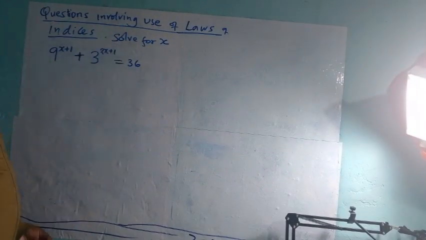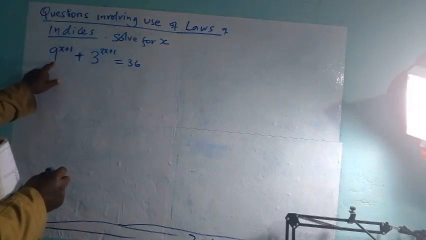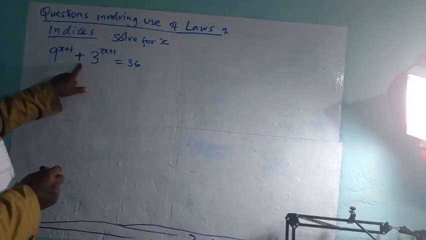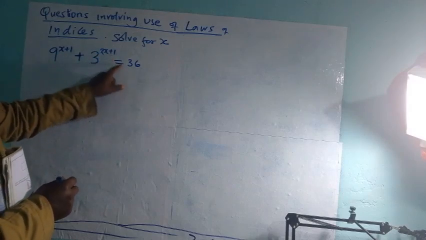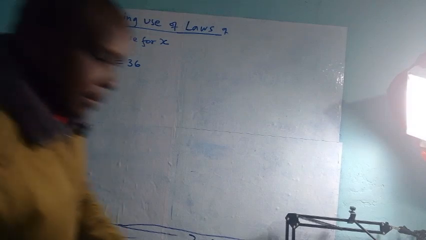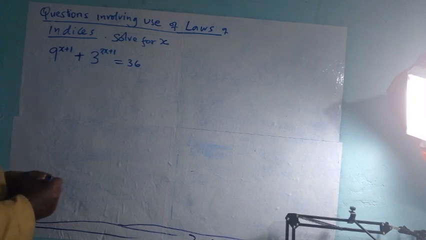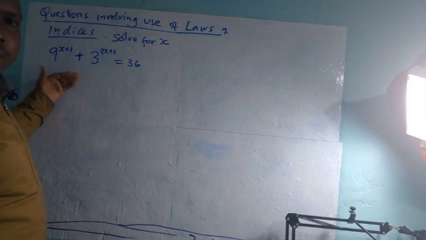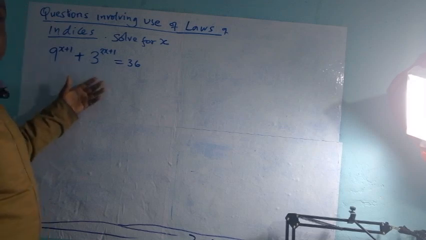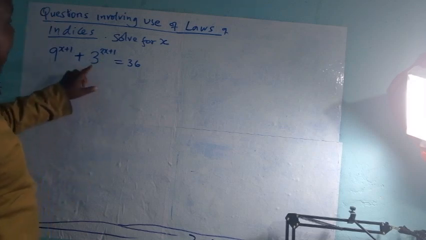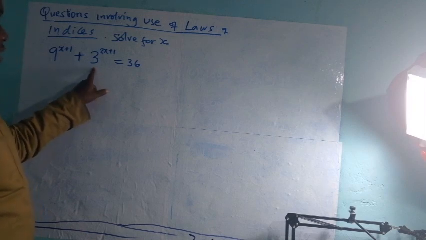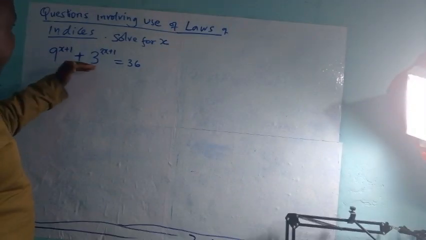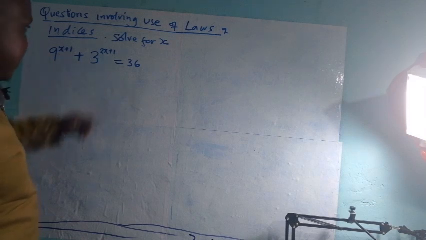Question involving the use of rules of indices. We have this, solve for x. 9 raised to power x plus 1 plus 3 raised to power 2x plus 1 is equal to 36. First, you are told to ensure those numbers that can be written to the lowest base, write them. And those that cannot, leave them. So here, the least base I have is 3, so I can now write 9 in terms of base 3.